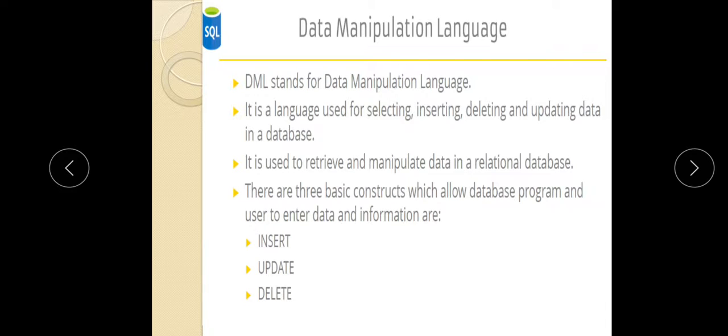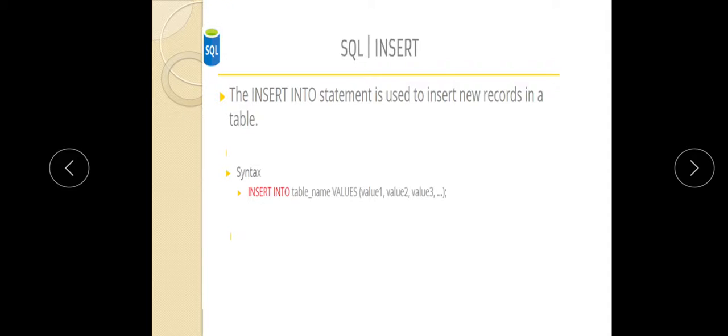Now, SQL insert. How do we insert a particular row, or a value, into the table or relation? The keyword is insert into. The insert into statement is used to insert a new record in a table. What do we mean by a record in a table? A record is nothing but a tuple, or a row. So the insert statement is used to insert a new row in the table.